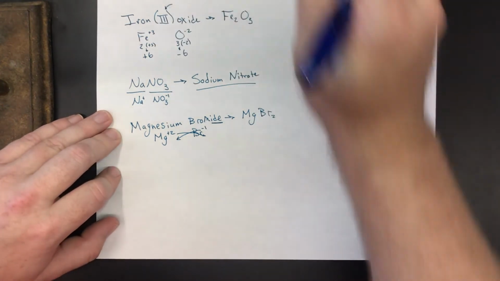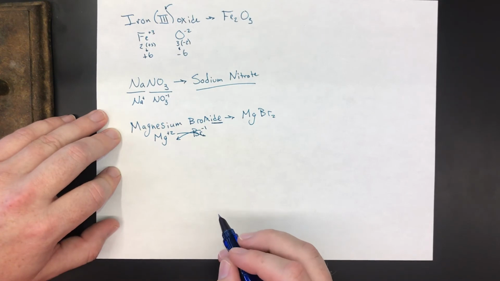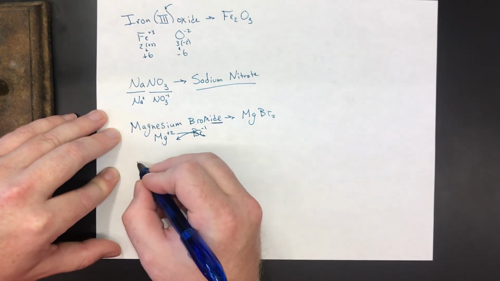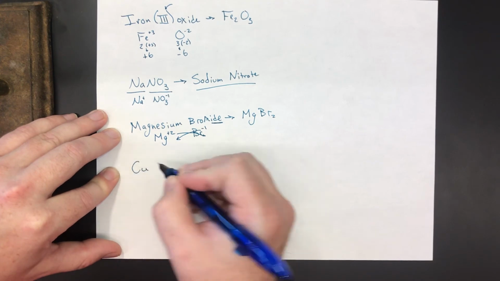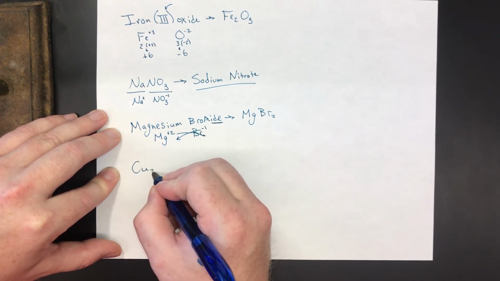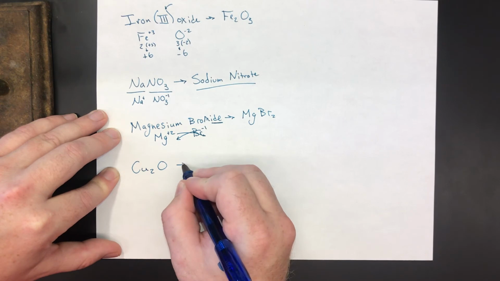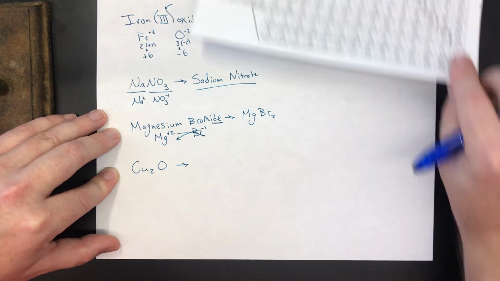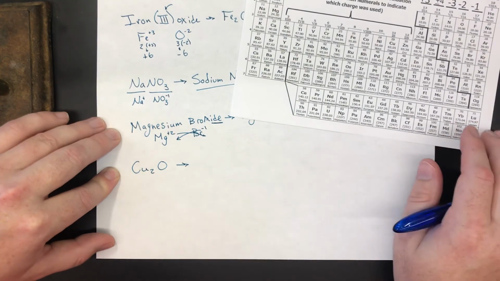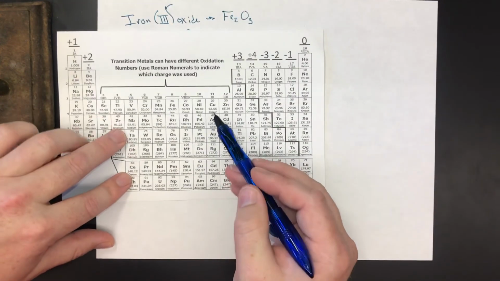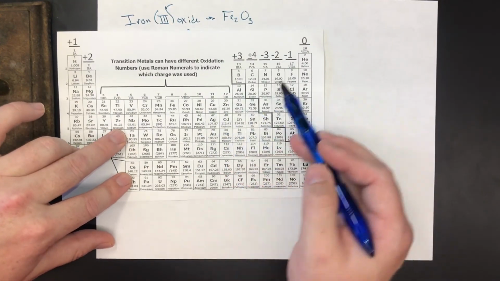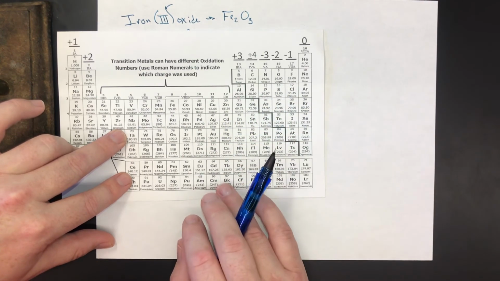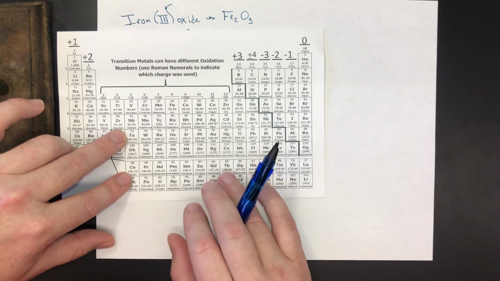Let's look at one where we're going from the formula to the name. If I were to look at something like Cu2O, okay, I look at this first element and I have copper. I look at the next one and I have oxygen. So I know copper is a transition metal, oxygen is a nonmetal. I have a metal and a nonmetal, so I know I have an ionic compound.